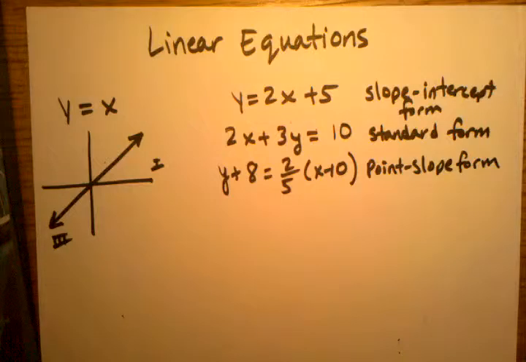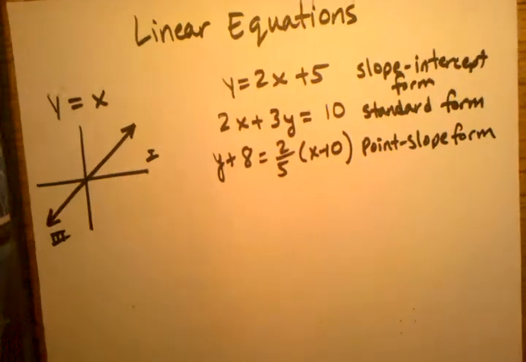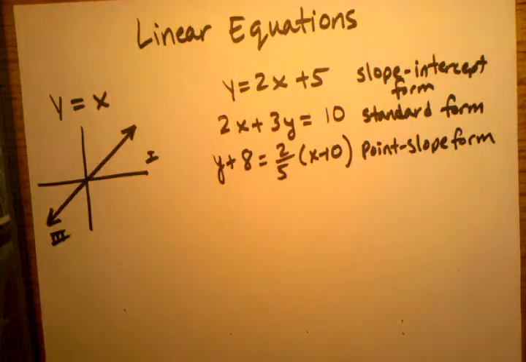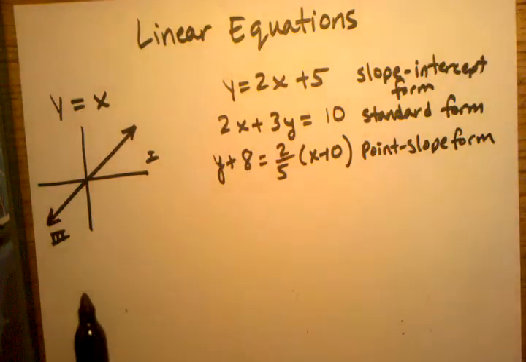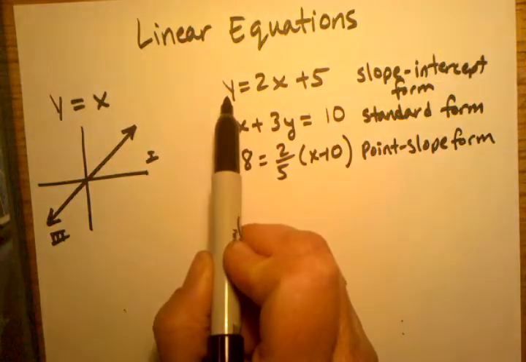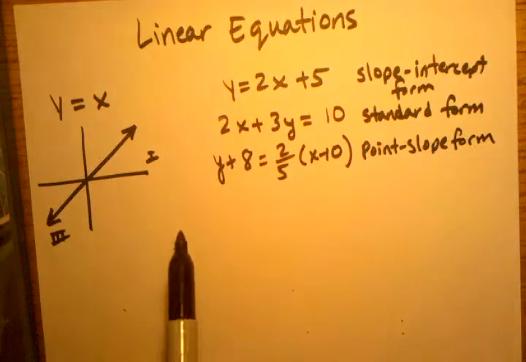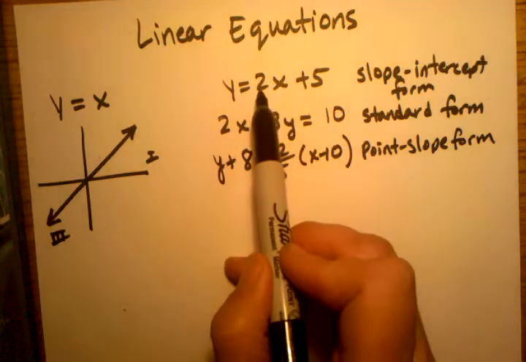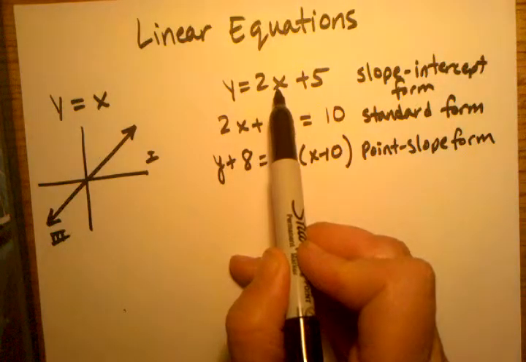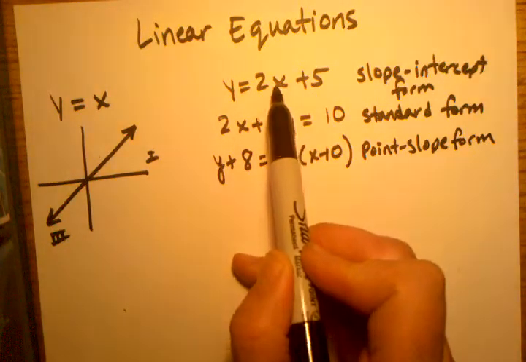Now, these linear equations written here are three different types. They're all linear equations. They all express the same kind of thing. They all help you form a line on a graph. But they're just written in three different ways. The first way is called slope-intercept form. And it always starts off with y equals. Slope-intercept form has a number that's being multiplied to x and then a number being added to x.